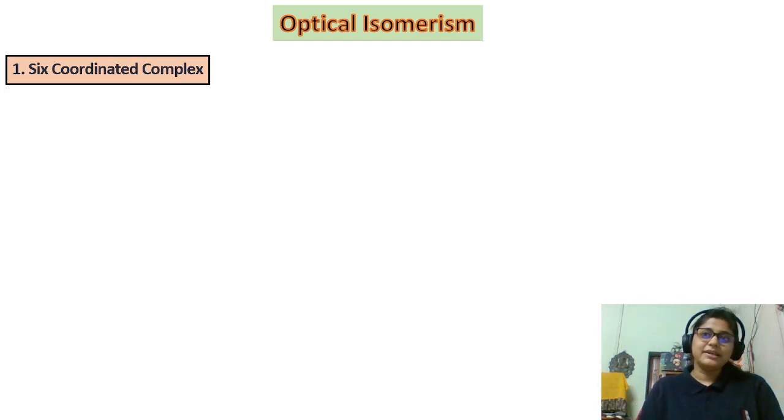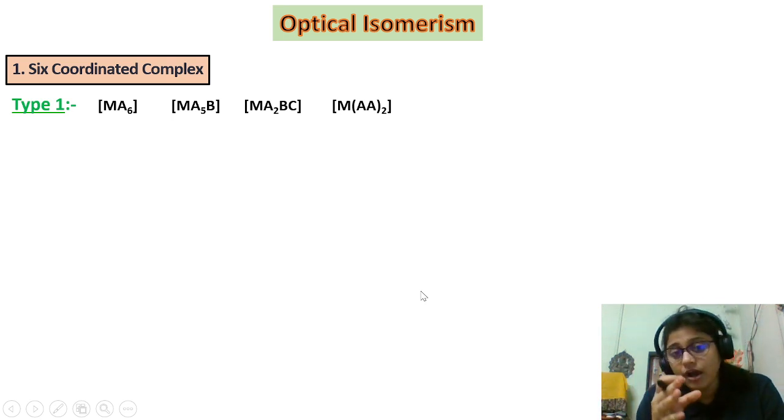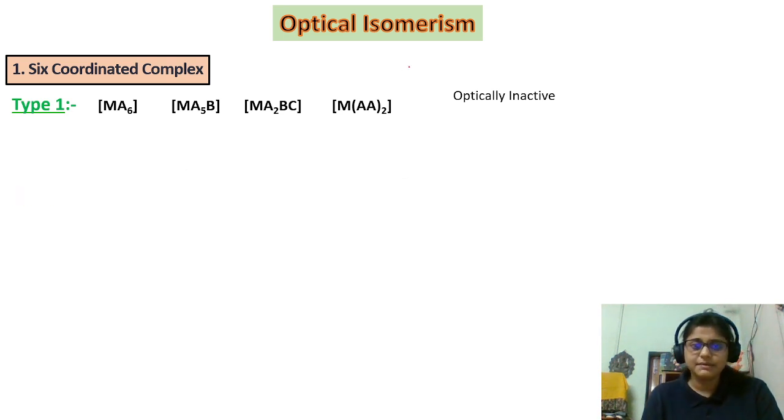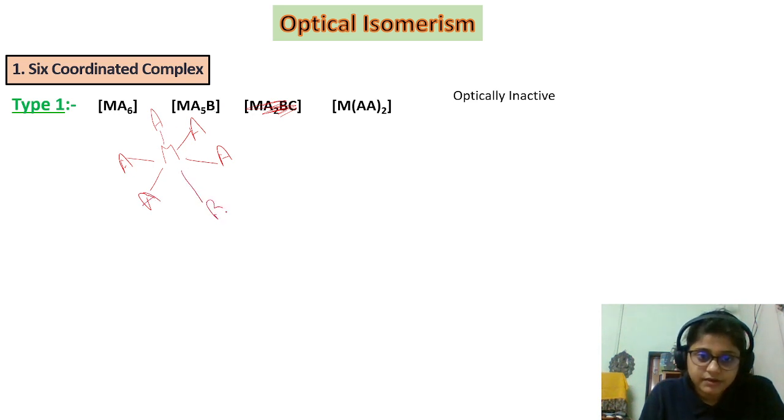But there are 6 coordinated complexes. 6 coordinated means octahedral complexes, which are optically inactive. So this example actually is wrong. Why is it optically inactive? If I draw this, you will understand. Let's draw this one. B is there. So this is up bond or axial bond. This is also axial bond.